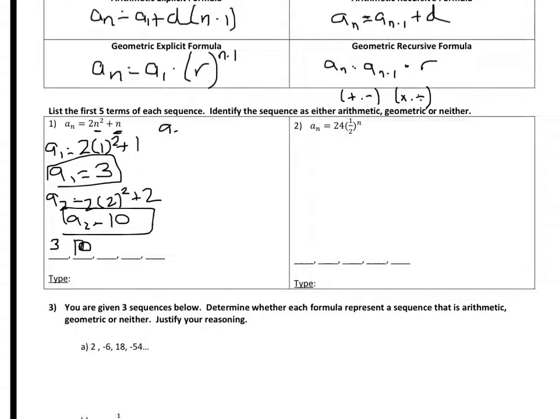The third term, same process, just over and over again. Now I'm plugging 3 in for n. Order of operations says I do 3 squared first, which is 9. 9 times 2 is 18, plus 3 is 21. So the third term is 21. The fourth term follows the same property. I'm plugging 4 in wherever I see an n. Order of operations, 4 squared is 16, times 2 is 32, plus 4 is 36.